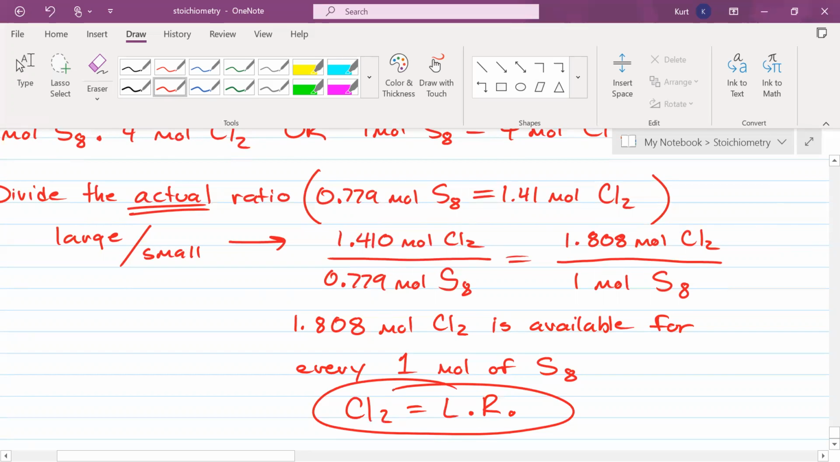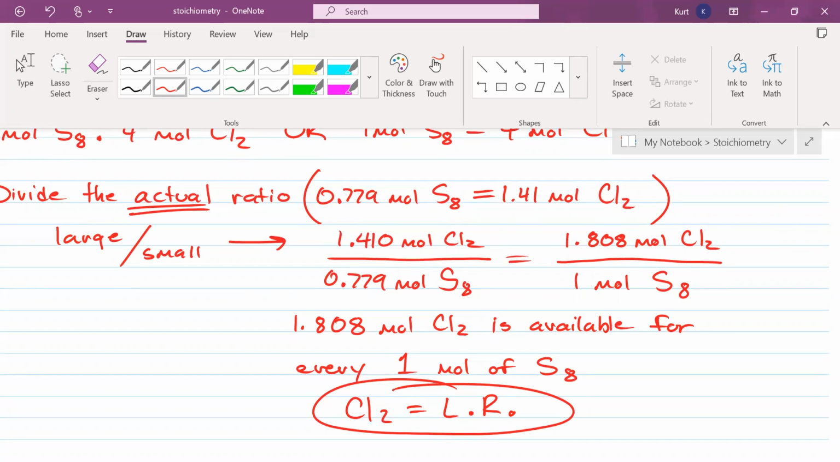So only 1.808 or 1.81 moles of chlorine is available for every 1 mole of sulfur, instead of the 4 moles of chlorine required by the balanced equation. Oh. So the chlorine is going to run out first. Or not, the chlorine is going to run out first.